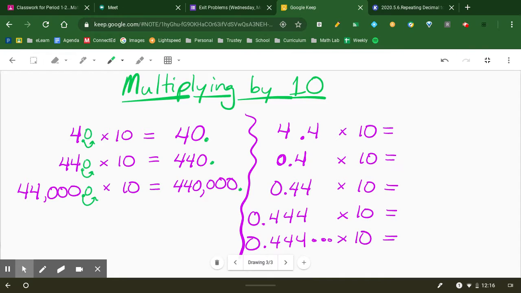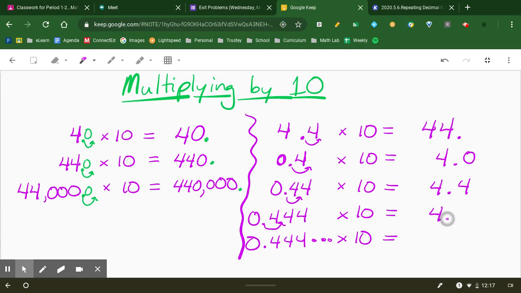If we multiply 4 and 4/10 times 10, that would naturally make 44. If we multiply 0 and 4/10 times 10, that would make 4 wholes. I suppose you could write the 0 if you absolutely want to. If we multiply 44 hundredths or 44 pennies times 10, we would have $4.40. What about if you multiplied 444 thousandths times 10? Well, follow that pattern. It changes the place value, and we get 4 and 44 hundredths.